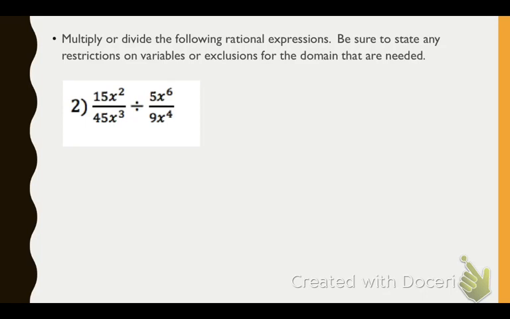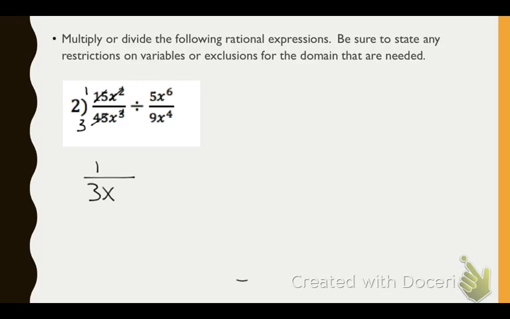Let's continue multiplying or dividing by looking at number 2. So this one asks us to divide. Before we divide, we can simplify either of those fractions. So I notice that on my left, I can divide both the top and the bottom by 15. So I'm left with 1/3. And I can divide 2 of my x's out with 2 in the denominator, and I'll have 1 left.